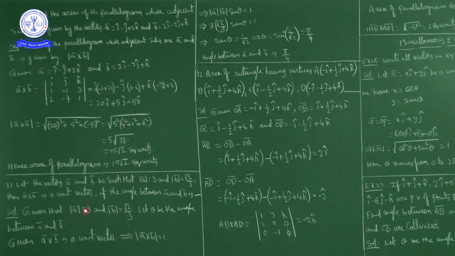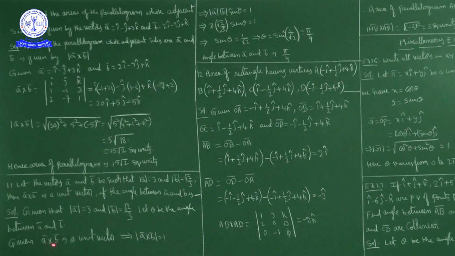Magnitude of A bar is given as 3, magnitude of B bar is given as square root of 2 by 3. Let theta be the angle between the vectors A bar and B bar. A bar cross B bar is a unit vector. What does it mean? Modulus of A bar cross B bar is 1.